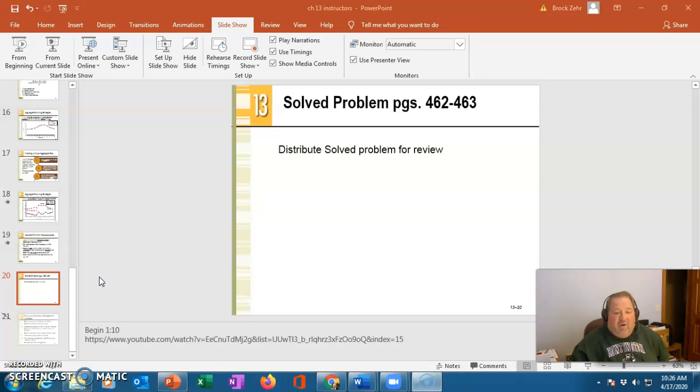To wrap up this chapter, I would like you to take a look at the solved problem on pages 462 and 463, Neil Industries. And I want you to take a good look at that. The answer is there. That's why they call it the solved problem. But make sure you understand the steps in that problem and the information, because you're going to use that same information for one of your homework problems. And in addition to walking through the solved problem, I will post a little YouTube video offering some help for your homework problems. Take care.